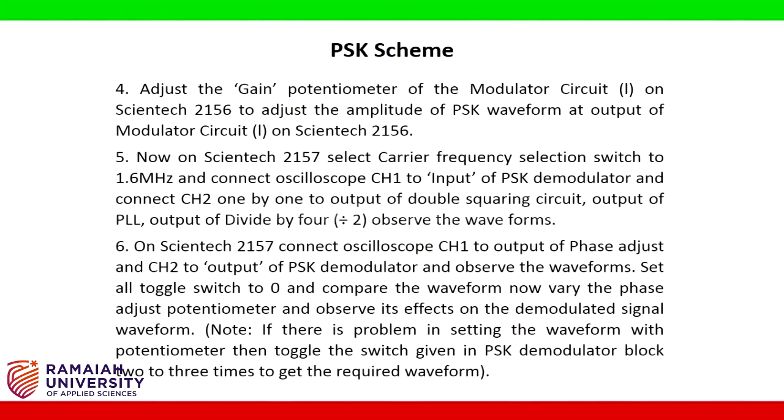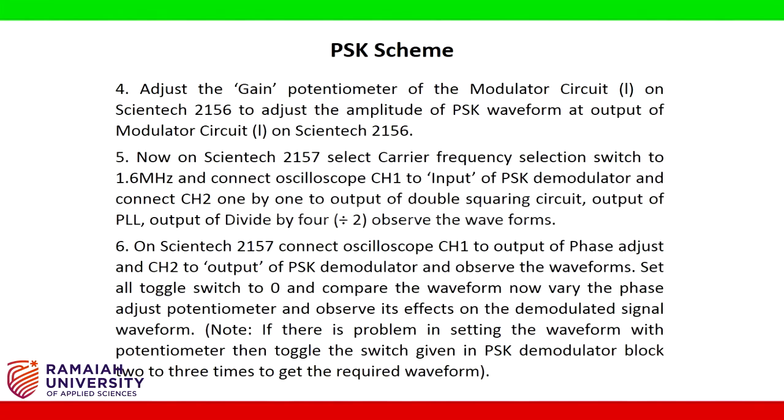Adjust the gain potentiometer of the modulator circuit on Syntec 2156 to adjust the amplitude of PSK waveform at output of modulator circuit on Syntec 2156. Now, on Syntec 2157, select carrier frequency selection switch to 1.6 MHz and connect oscilloscope channel 1 to input of PSK demodulator and connect channel 2 one by one to output of double squaring circuit, output of PLL, output of divide by 4, and observe the waveforms.